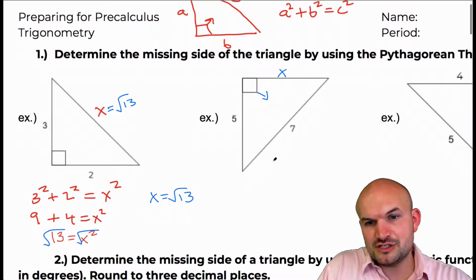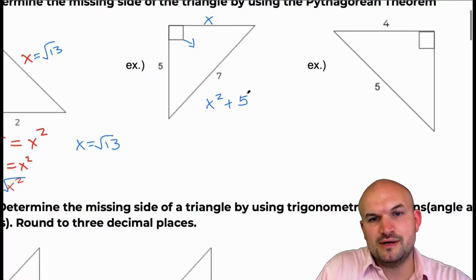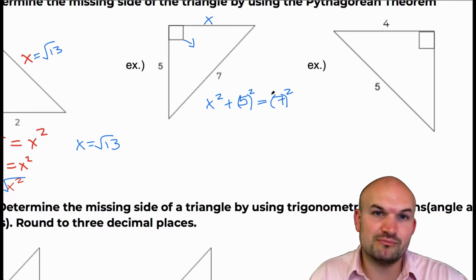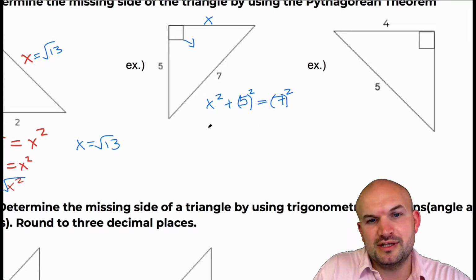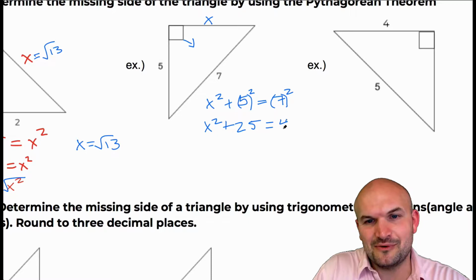So, therefore, my relationship on this one is going to be x squared plus 5 squared equals 7 squared. And a lot of times it's helpful to put those in parentheses just to remember that we're plugging them into the formula. So here in this case we have x squared, 5 squared is going to be 25, and 7 squared is 49.